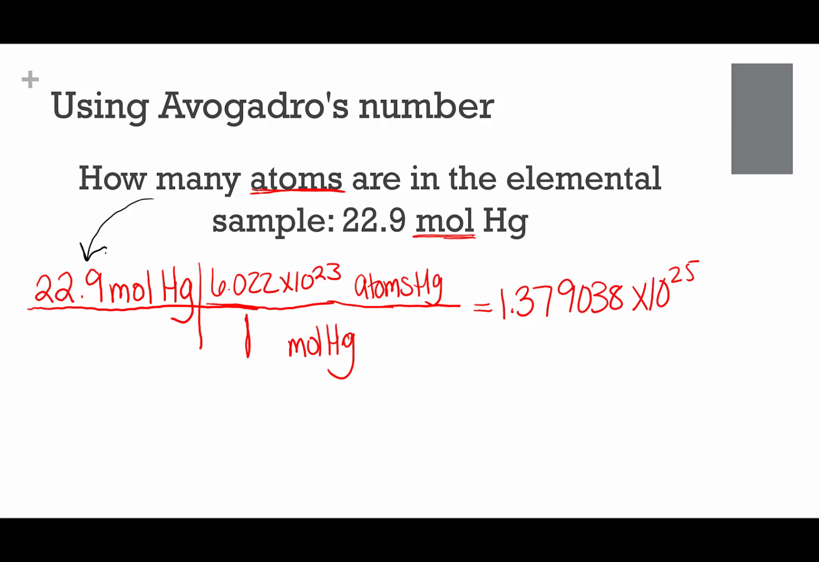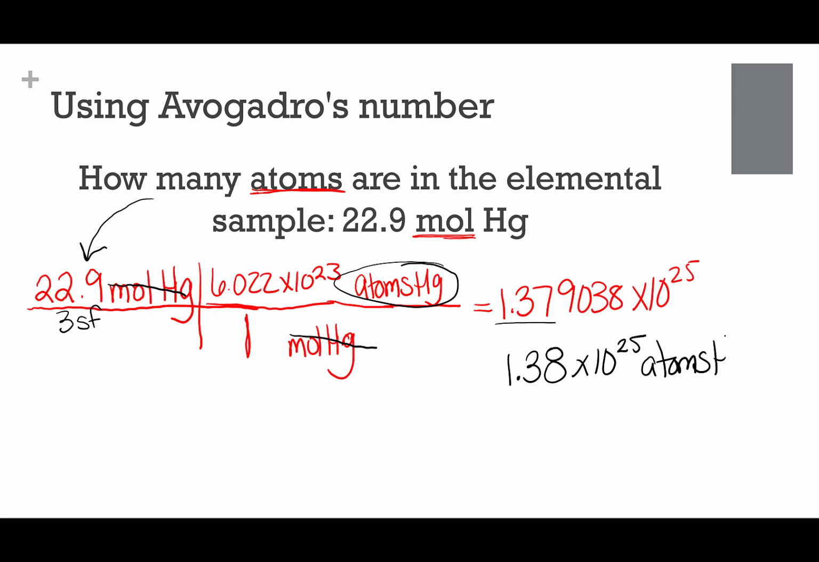So remember, we always go to this first quadrant. We always go to the original measurement that was taken. So the original measurement had 3 sig figs. So my answer is going to be limited to 3 sig figs. So the answer is 1.38 times 10 to the 25th. And remember, to get our full credit, we're going to have to think about the unit. So the unit of moles canceled, and we got to our unit of atoms of mercury.